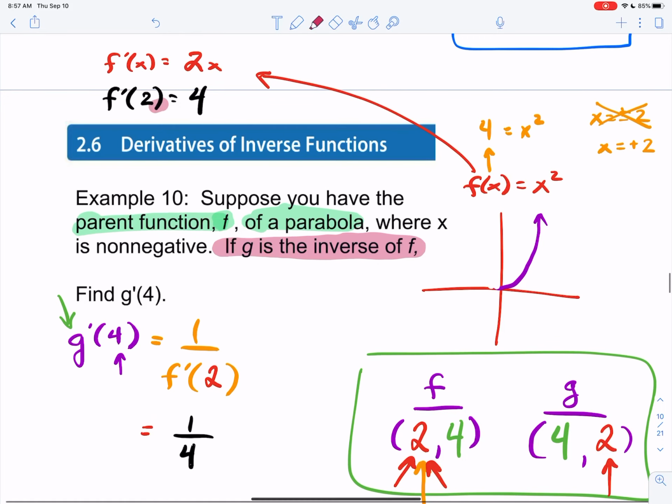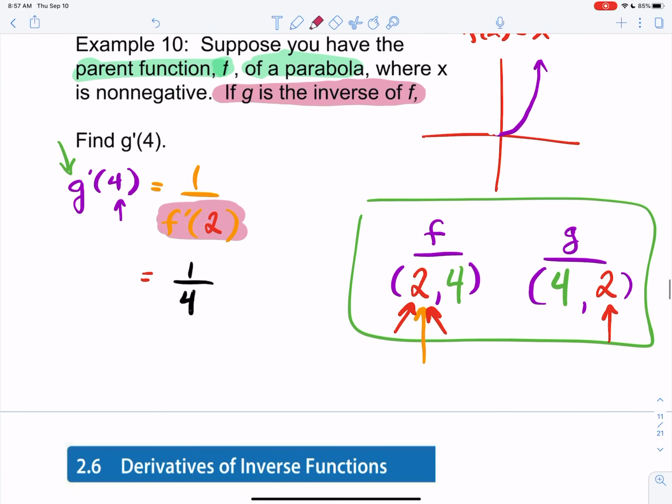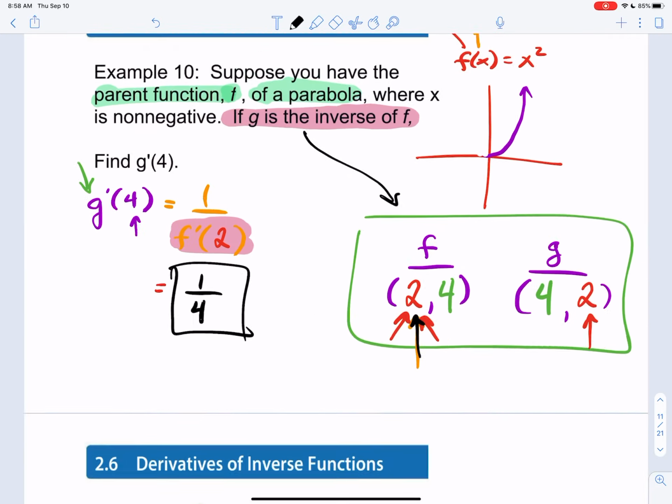Because I just figured out that f prime of 2 is 4. And that's it. Okay? So again, the moment they state that they are inverses of each other, you're going to set up 2 points. And the whole purpose of this chart, if you will, is to find the x-coordinate of f. All right? That'll help you go further. All right? Let's try another one.